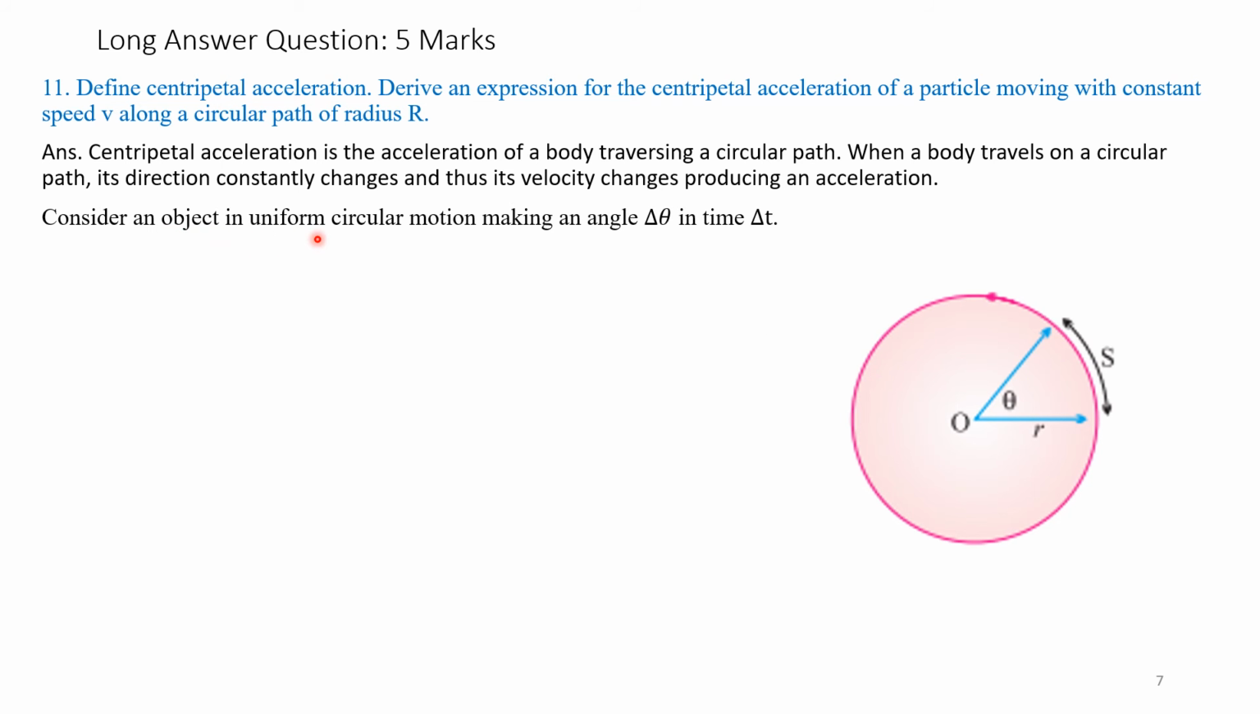Consider an object in uniform circular motion making an angle delta theta in time delta t. Therefore, angular speed omega is given by delta theta by delta t. But velocity v is equal to delta s by delta t, where delta s is the displacement or arc length. Therefore, delta s is equal to r delta theta.